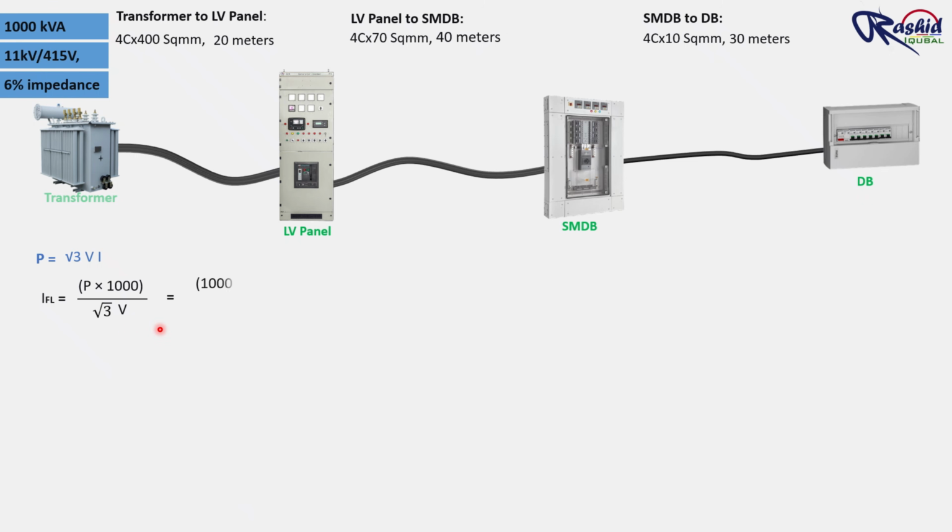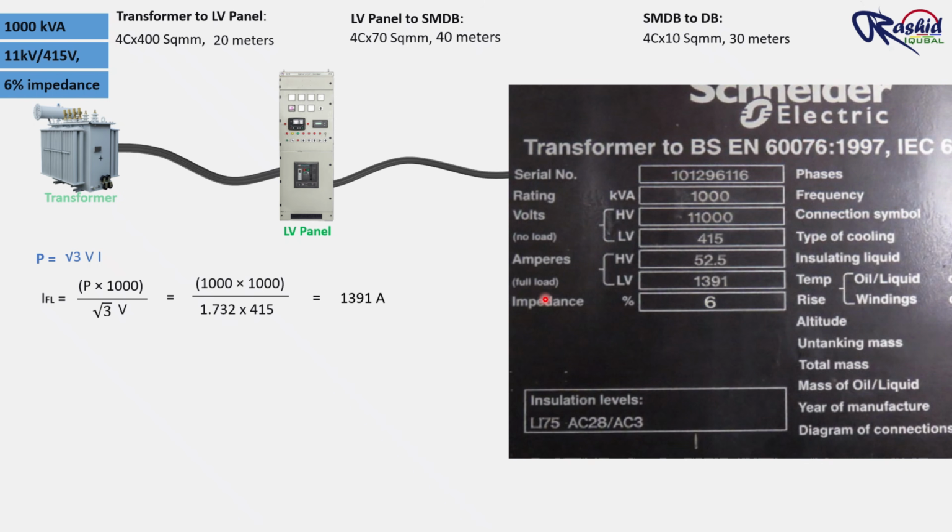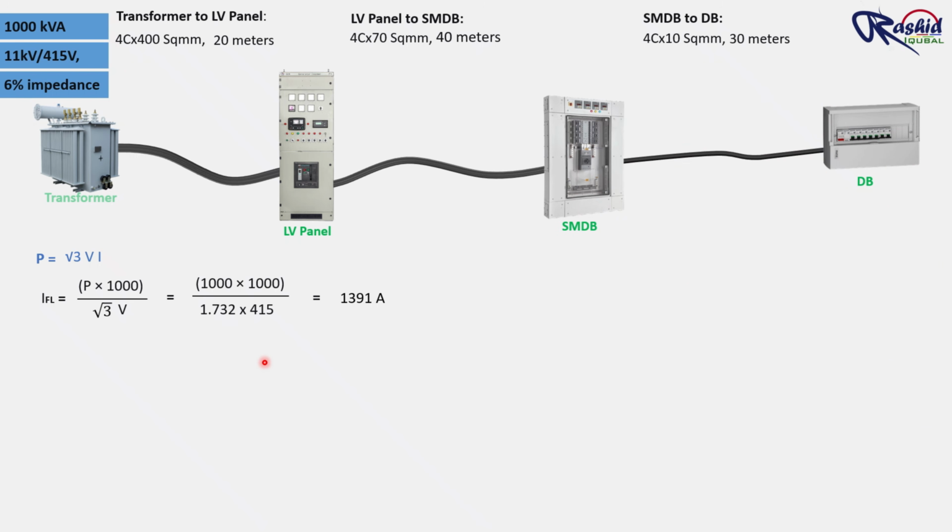Now we will substitute all these values here. We have a 1000 kVA transformer, so I will write here 1000 multiplied by 1000 divided by 1.732, this is the root 3 value, multiplied by 415. After solving this equation, we get 1391 ampere. This is the full load current of the transformer. You can also see on this transformer label, full load current LV side 1391. Now we will calculate short circuit current or fault current at the transformer LV terminal.